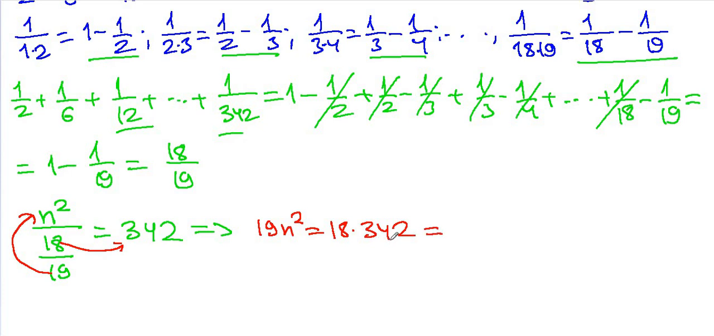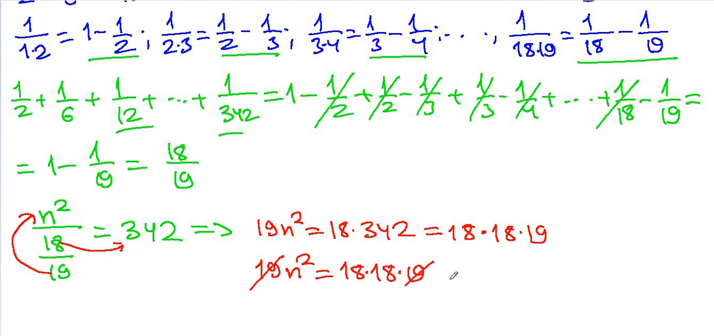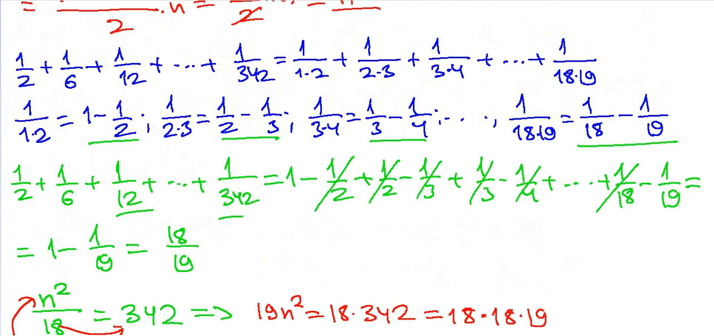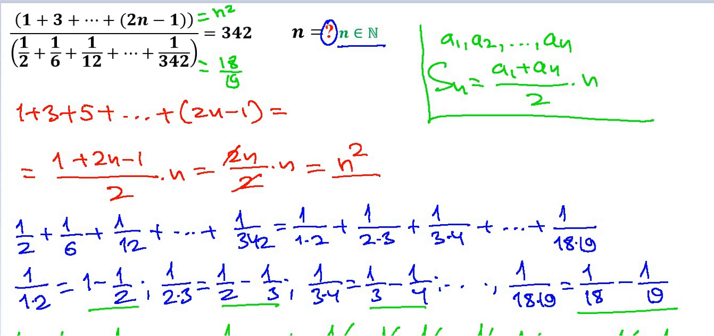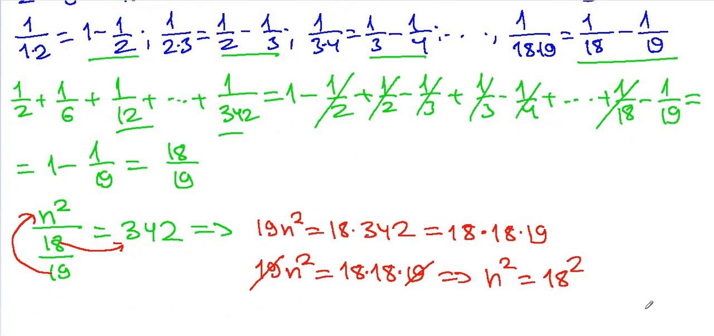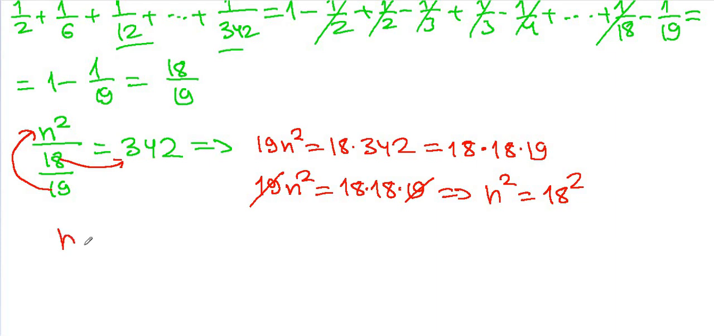Let me factor this 342 as follows: 18 times 19. So our equation will look like this: 19n squared is equal to 18 times 18 times 19. Here 19 will be cancelled, and this equation is equivalent to n squared is equal to 18 times 18, which is 18 squared. As you remember, n belongs to natural numbers, so n cannot be negative. So we get simply n is equal to 18. And as you can see, this is our final answer.